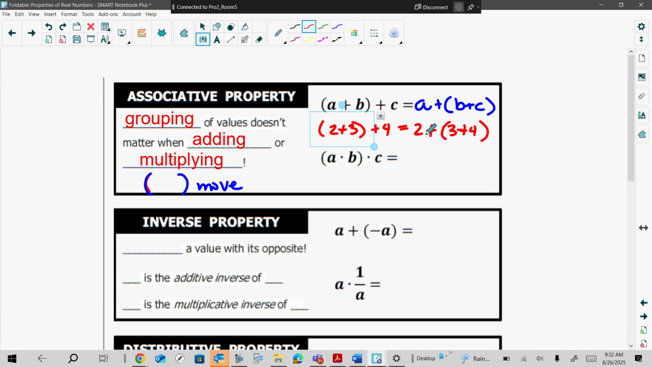So if I have A times B grouped and then times C, what is that going to equal? How would I rewrite this moving the grouping? Who should the parentheses be around now if the first one is A and B? B, C. So this would be A times, then the parentheses, B times C. You keep everything in order. You just move the parentheses.